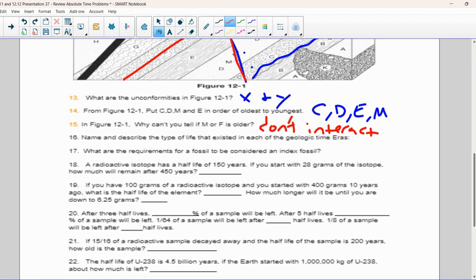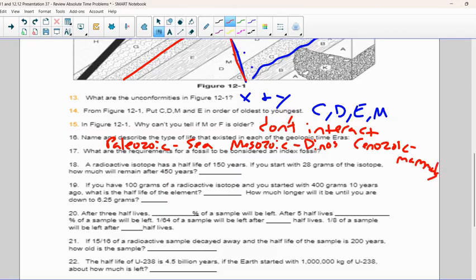Okay. 16, name and describe the life that existed in each of the geologic time eras. So again, in my room, the blue paper that starts is the Paleozoic, which means ancient life, and ancient life began in the oceans, so sea life. And then it transitioned to what we're all familiar with, which is the Mesozoic, which means middle life, and that was the dinosaurs. And then we are in the Cenozoic, which again, we dominate, and we are mammals. Okay.